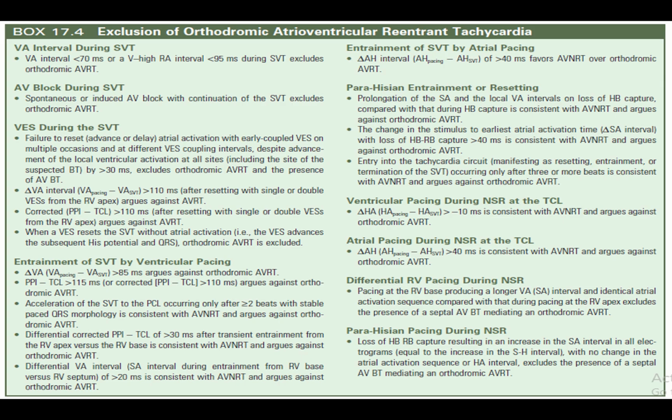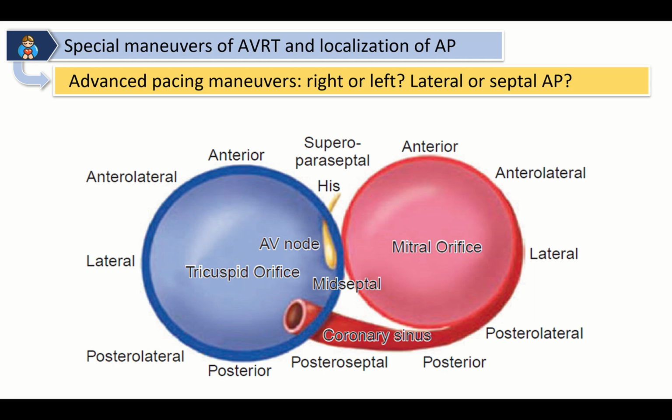It means nodal conduction. Let's see how we can localize the accessory pathway using all the diagnostic pacing maneuvers, to know whether it is a left or right accessory pathway, and whether it is lateral or septal. So let's see how these pacing maneuvers not only confirm the presence of an accessory pathway and tell us it is a case of AVRT, but also help us know where the accessory pathway is.